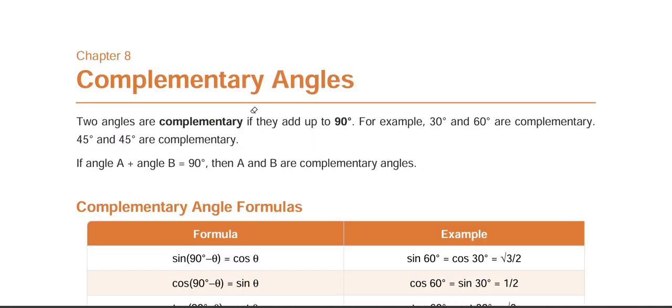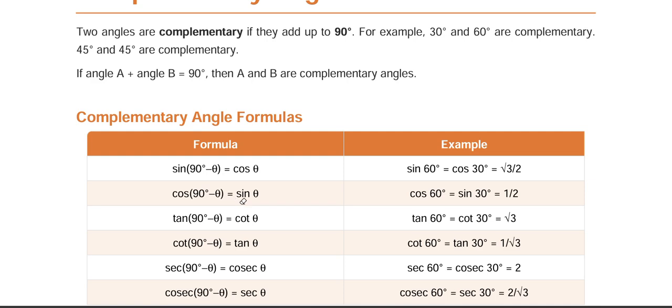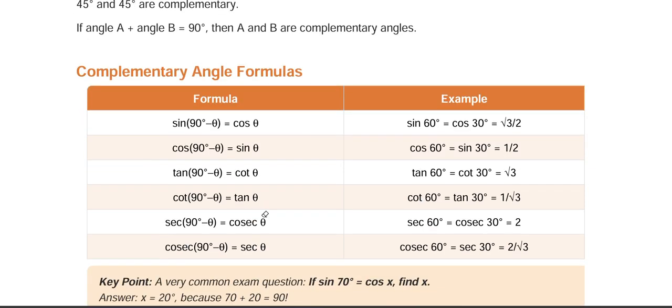Now we'll move towards chapter 8, complementary angles. Two angles that add up to 90 degree, like 30 and 60 degree or 45 and 45 degree. The key formulas are sin of 90 degree minus theta is equal to cos theta. Cos of 90 degree minus theta is equal to sin theta. Tan of 90 degree minus theta is equal to cot theta.